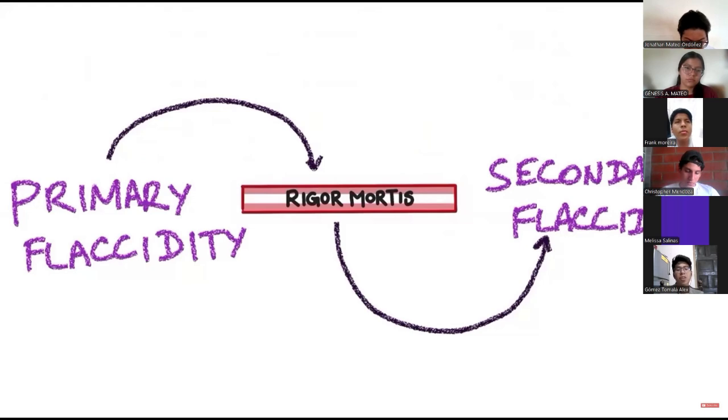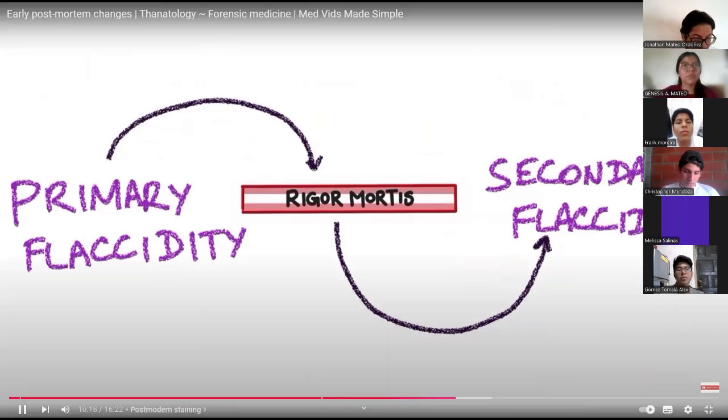And after that, rigor mortis will start to set in where all the muscles of the body will become rigid and stiff, where it will not be possible to move their position. And after that, once rigor mortis is over, there will be a stage of secondary flaccidity where again the body will become flaccid. Now let us see how rigor mortis happens, the mechanism behind it.